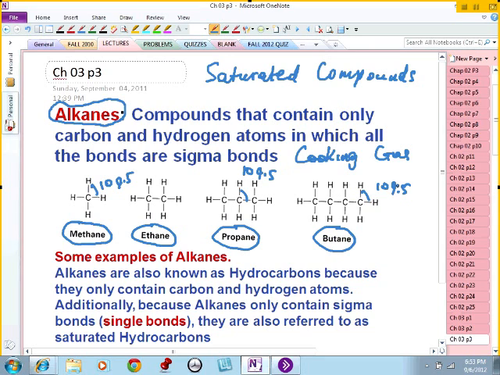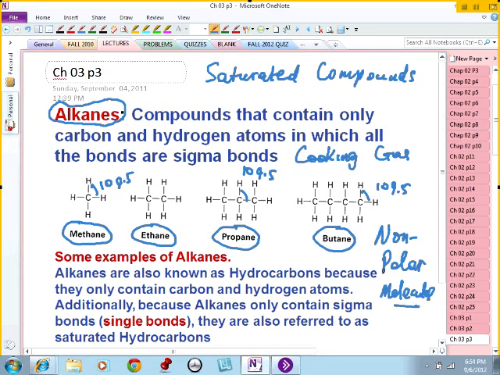We also know, because the bonds in the alkanes are very much what we call covalent bonds, they are, for the most part, non-polar molecules. They are non-polar molecules. Now, what does that mean?